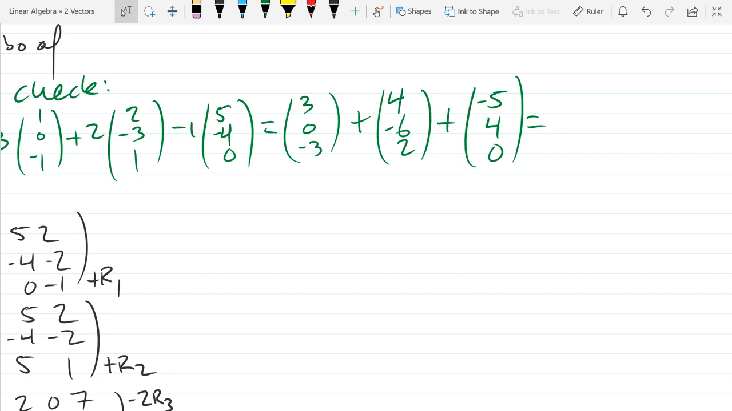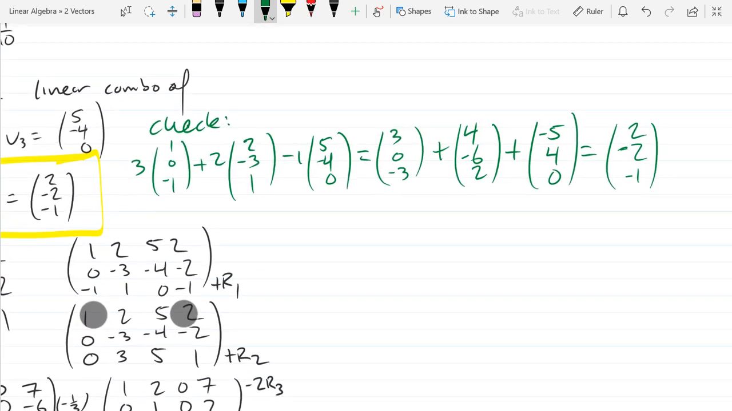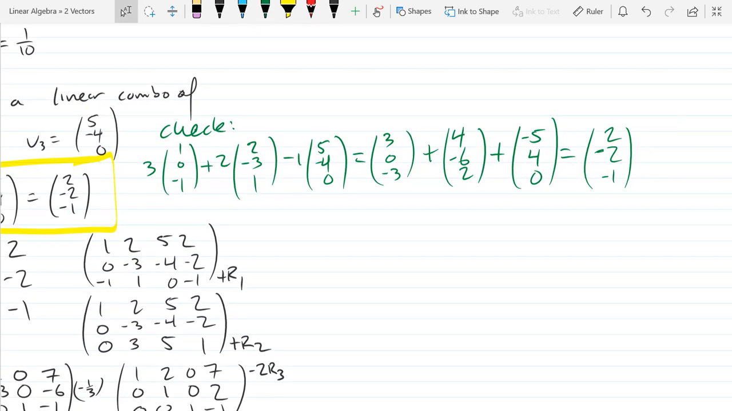And now just add the numbers going across. The reason I pushed the negative inside the vector is so I could add numbers without worrying about changing the sign of the last number. So that's why I pushed the negative inside the vector. So we have 2 as our first coordinate, and negative 2 is the second. And then negative 1, which hopefully was, yep, that is what we were looking for.